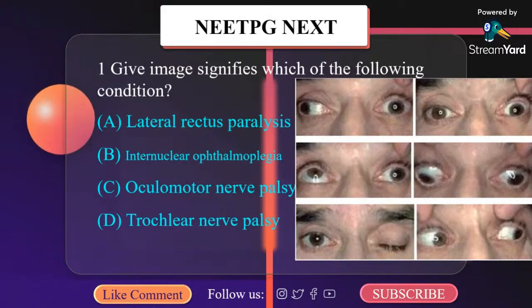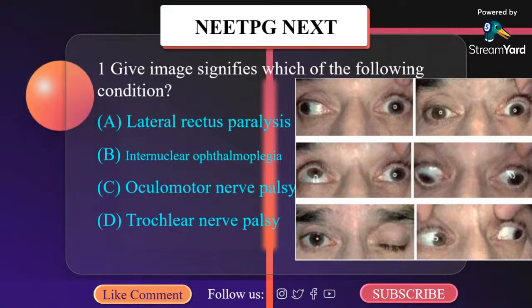Now let us look at the options. A. Lateral rectus palsy. B. Internuclear ophthalmoplegia. C. Oculomotor nerve palsy, which is the correct answer. That is the oculomotor nerve palsy.